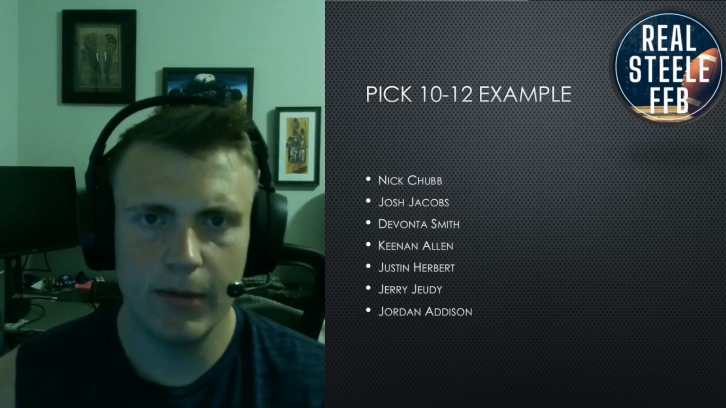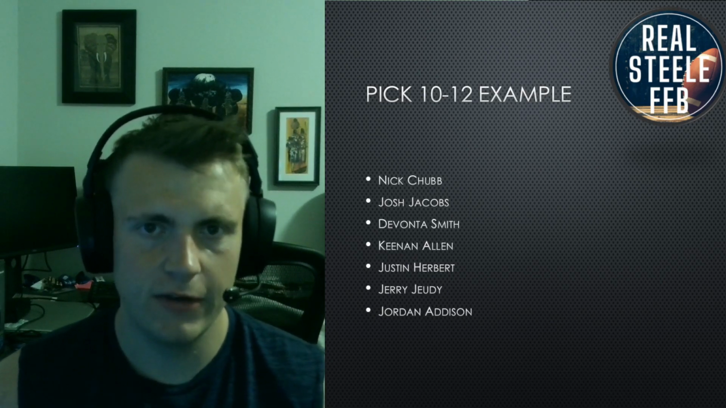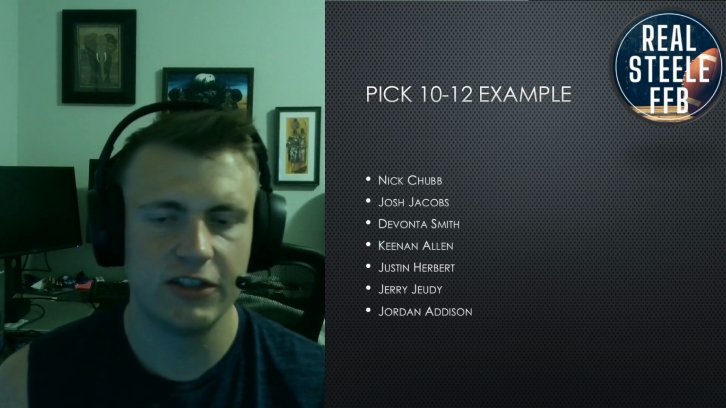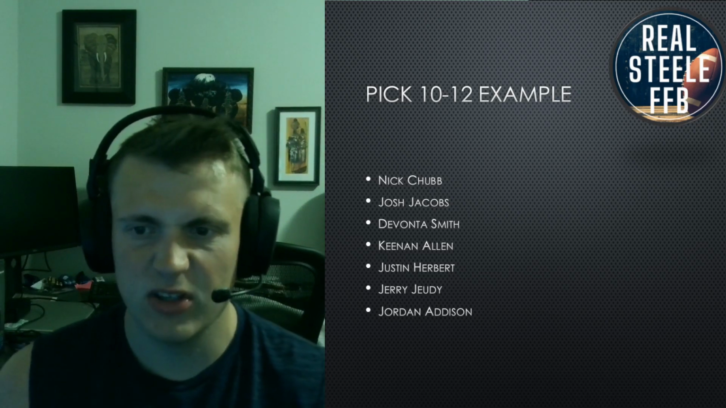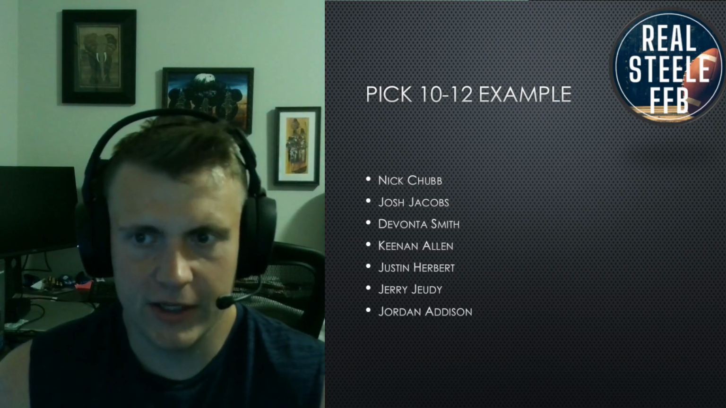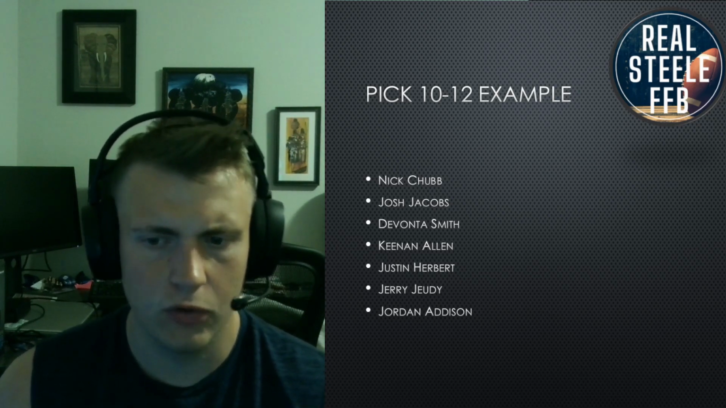And lastly here, I did a mock draft at pick 12. I ended up starting with Nick Chubb, Josh Jacobs, and then I followed that up with Devonta Smith, Keenan Allen, Justin Herbert, Jerry Jeudy, and Jordan Addison. So a lot of these builds ended up being very similar. Again, I like my running back duo quite a bit. I've got 2 guys that are probably going to be top 10. Then I've got 4 overall decent wide receivers, and I've got a good quarterback there.